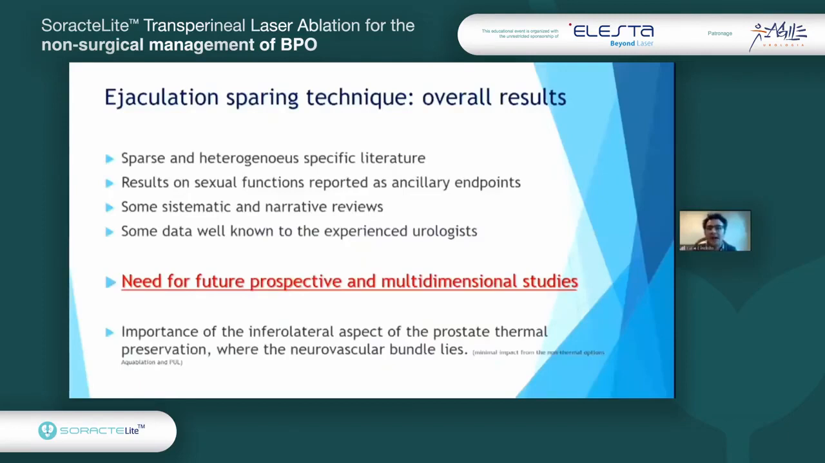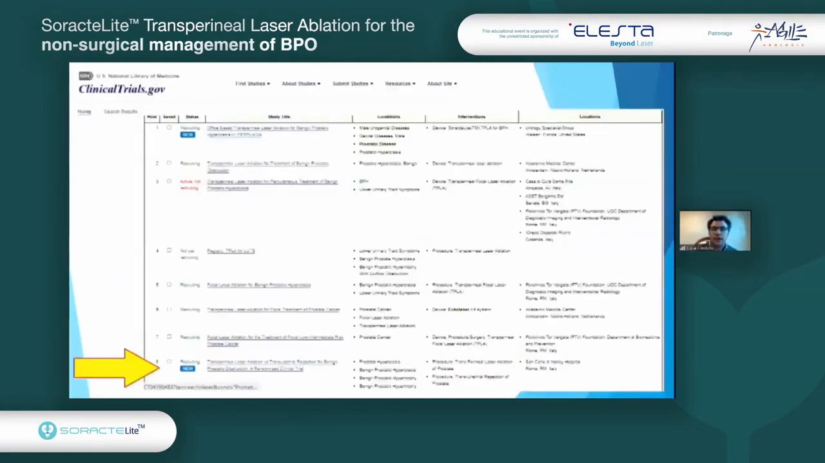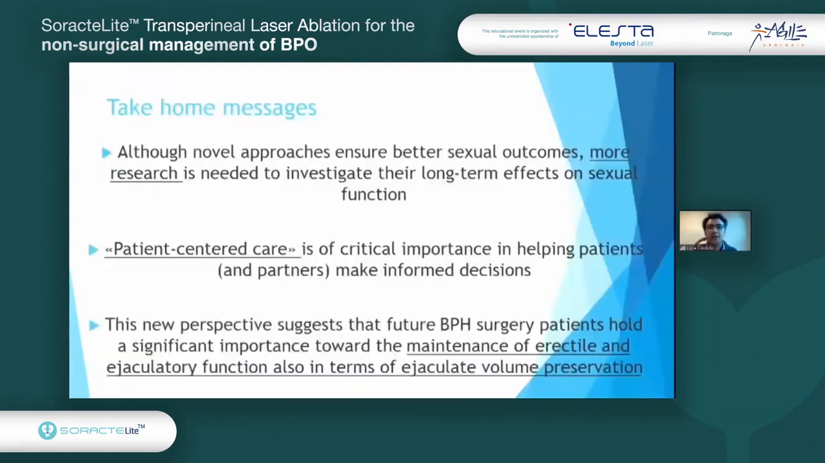The results on sexual function have been reported as ancillary endpoints and not primary endpoints. So we have some systematic and narrative reviews of high quality, but the studies involved in these papers are normally of low quality. So in the future, we need prospective, well-designed studies, especially investigating the multidimensional field of ejaculation. And this is what Professor Bove is doing, because on clinicaltrials.gov we can see how this technology will be studied in his center. We also have to keep in mind that novel techniques should be better investigated, not only for short-term but also long-term effects.